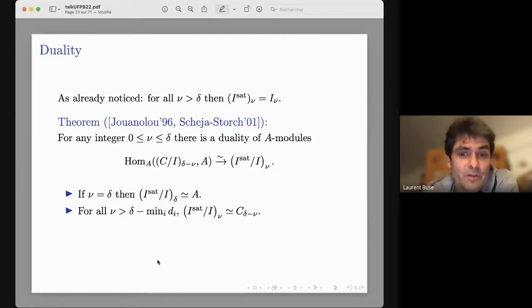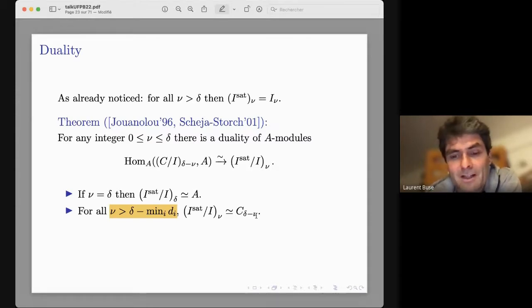Also, what we can observe is that for the condition we wanted to have, nu greater than delta minus the minimum of the d_i, then I is not generated in degree delta minus nu, because you are below the minimum of the d_i. So this is just the graded component of C. So in this degree, you see that I^sat mod I is isomorphic to C in degree delta minus nu. So it's a free A-module. So this is very nice.